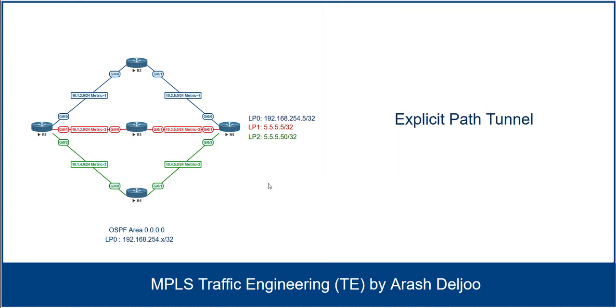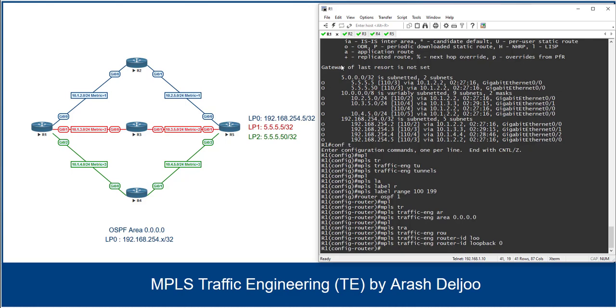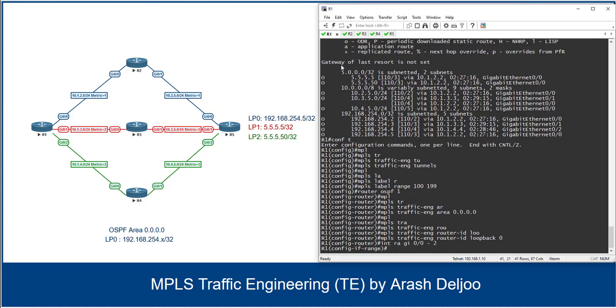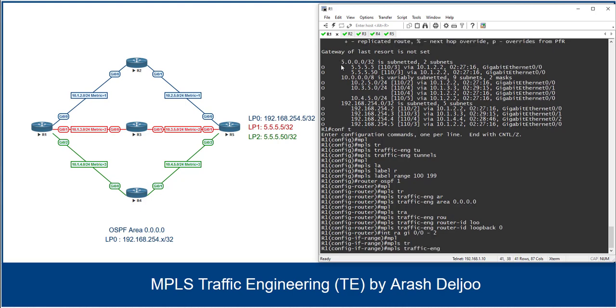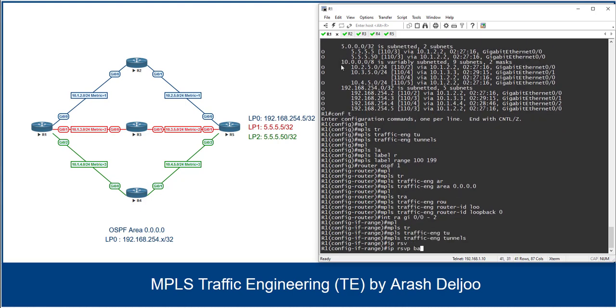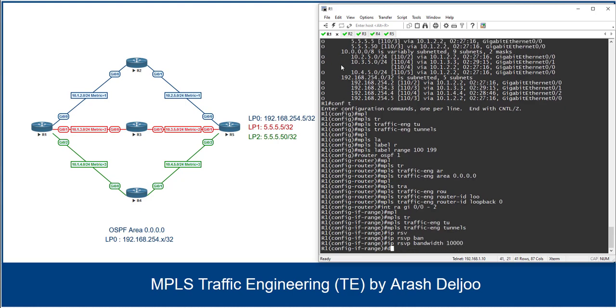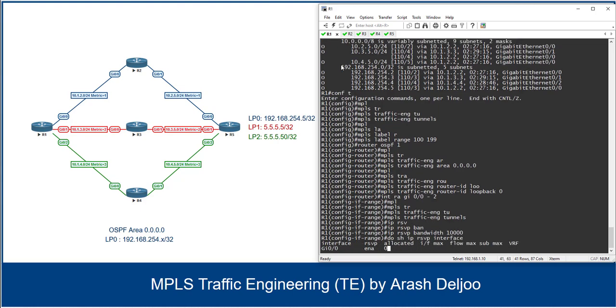Let me show you how we can configure or enable TE on all interfaces of this scenario. In router 1, interface range gigabit 0/0-2. First command is mpls traffic-eng tunnels and ip rsvp bandwidth 10000. Also, if you want, you can use do show ip rsvp interface to monitor the RSVP status on the interface.